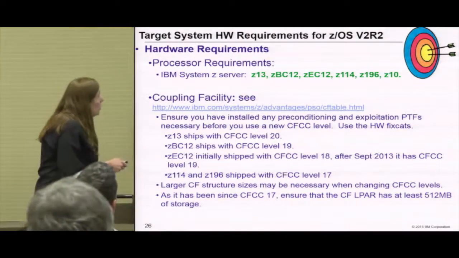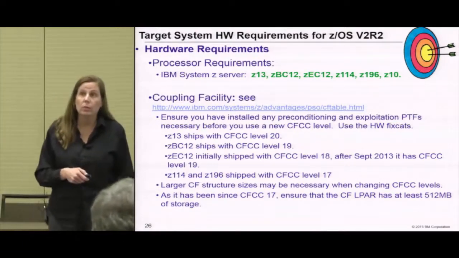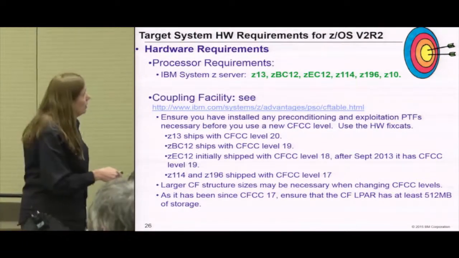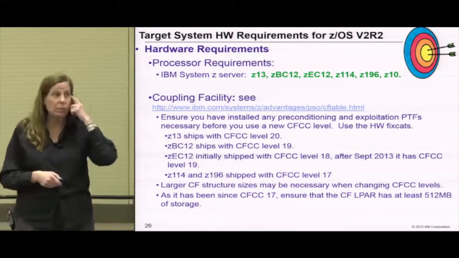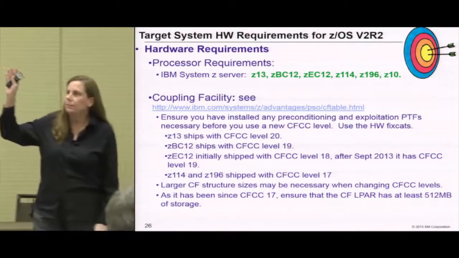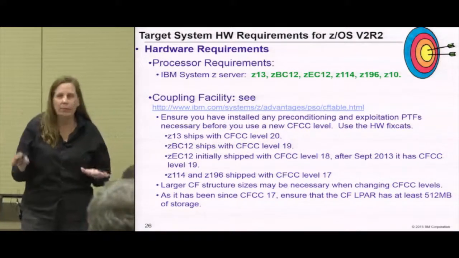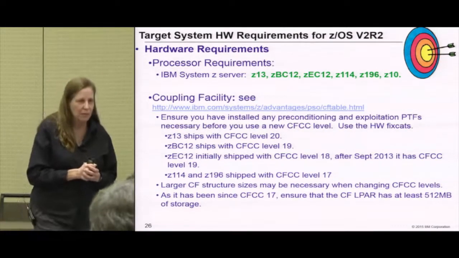For target system hardware requirements, you might have heard, I think John Niels might have mentioned it, that z/OS 2.2 needs to IPL on a z10 or higher. Okay, z10 or higher. Anybody here not at least on a z10? Okay, you are not going to be able to IPL 2.2 until you move up your server level.